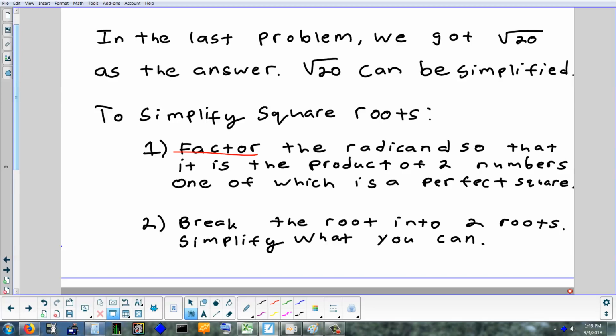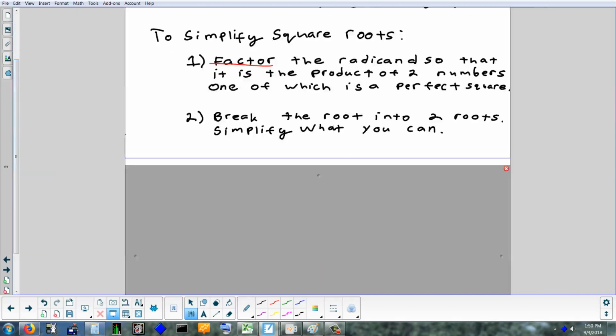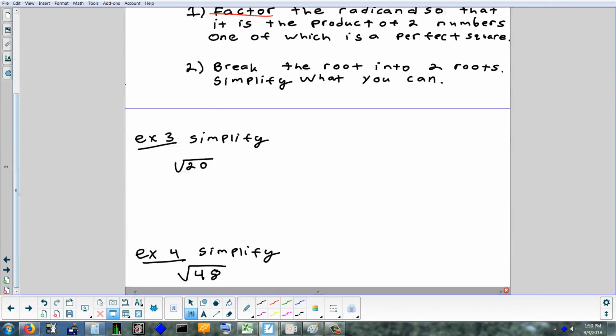And then the second thing, once you factor it, one of them you'll be able to take the square root of nicely in your head, so you simplify what you can. Okay, so let's try, we already did square root of 20, let's just try square root of 48.